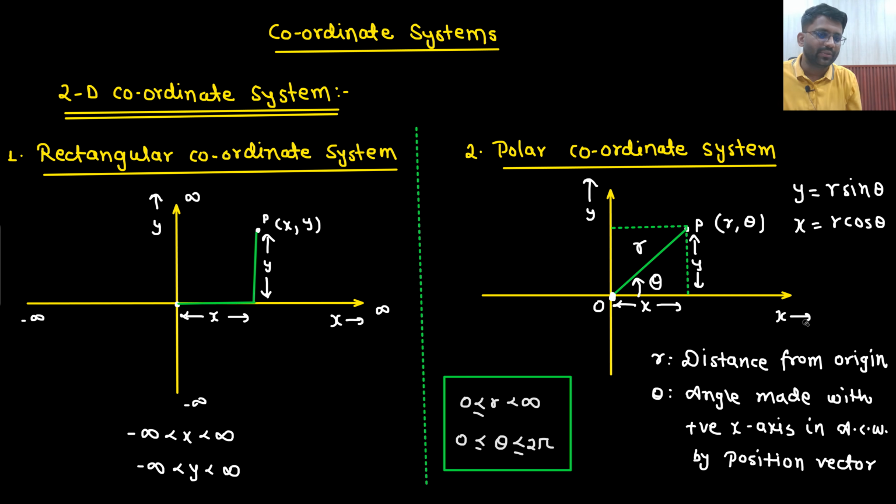So this is the relation between x and y. From here, if I square both sides, y square plus x square would be nothing but r square sin square theta plus r square cos square theta. Sin square theta plus cos square theta becomes 1, so this becomes r square. So the value of r comes out to be under root x square plus y square. This is very simple.